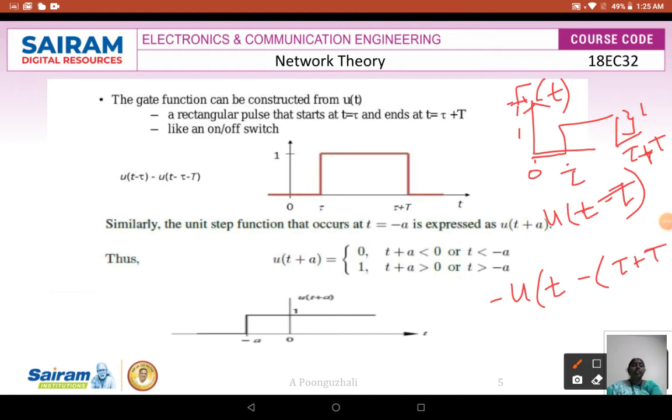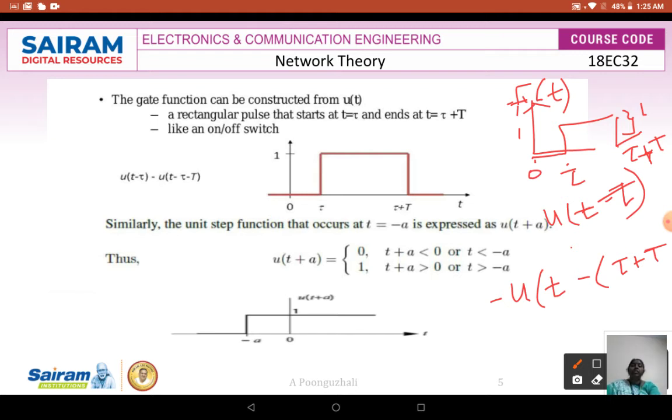So if I combine it, I want only these functions, so it is the difference between these two functions: u of t minus tau minus u of t minus tau plus t. That is what we have written here. Your gate function can be expressed as u of t minus tau minus u of t minus tau minus t.